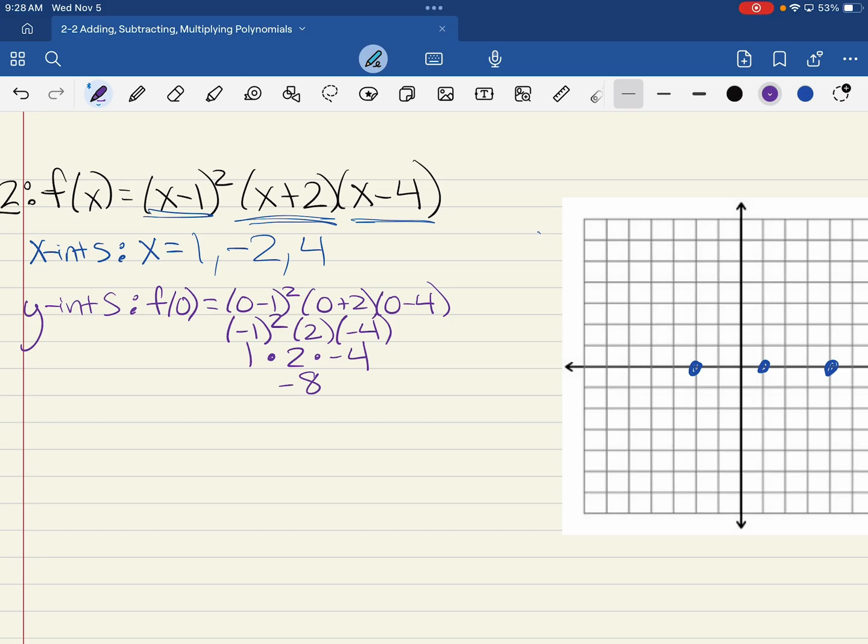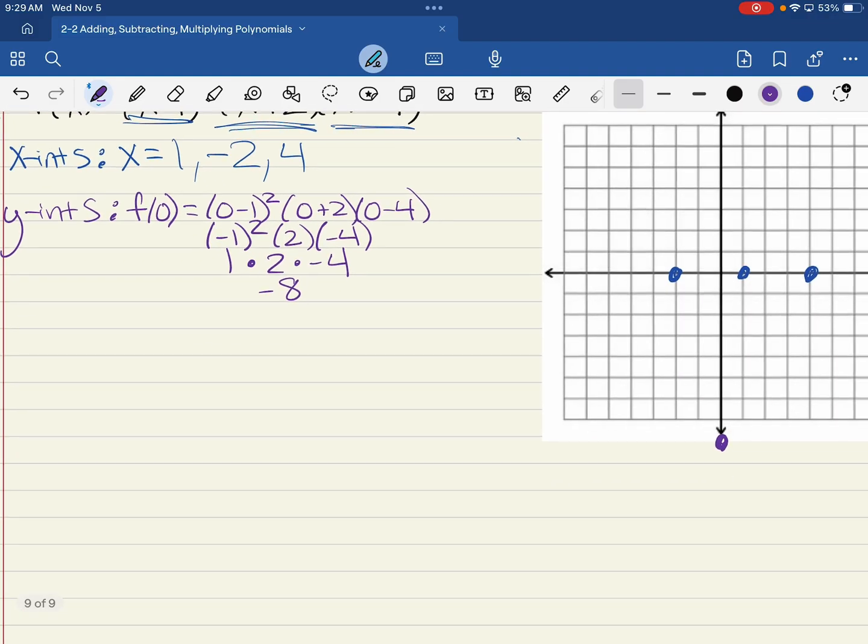Does negative 8 fit on your graph? Let's see. It might go a little bit off. We'll try. 1, 2, 3, 4, 5, 6, 7. Mine, I have to go 1 point below where my graph stops. So if it doesn't fit on your graph, you can just estimate where it's supposed to be.